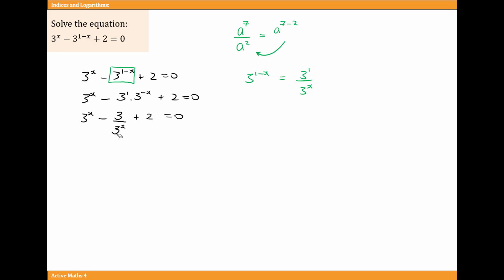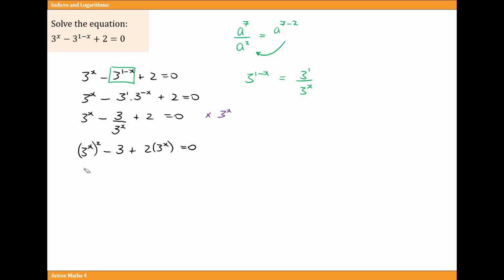So now we don't like this fraction in the question. So what we're going to do is multiply every term in the equation by 3 to the power of x to get rid of this 3 to the power of x from the denominator of the second fraction here. So 3 to the power of x times 3 to the power of x is going to be 3 to the power of x squared, minus 3 over 3 to the power of x times 3 to the power of x is going to just be 3, and then 2 times 3 to the power of x is 2 by 3 to the power of x. And so we again have our quadratic.